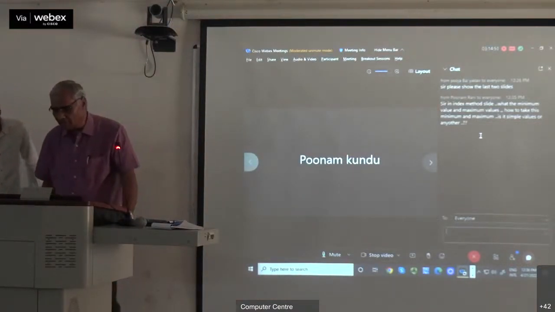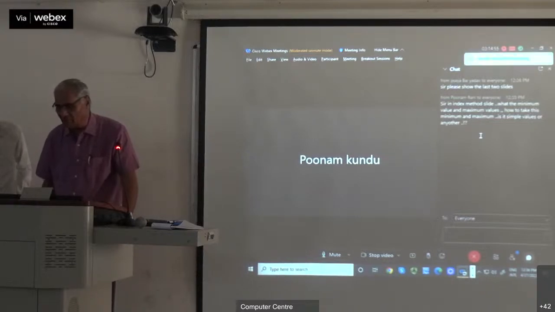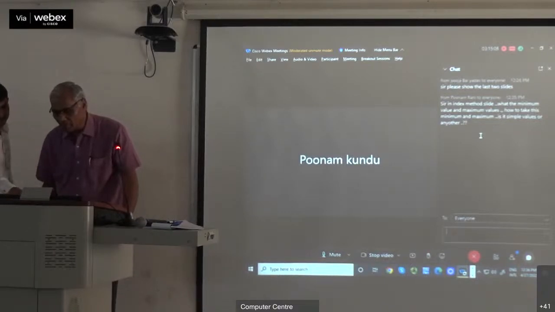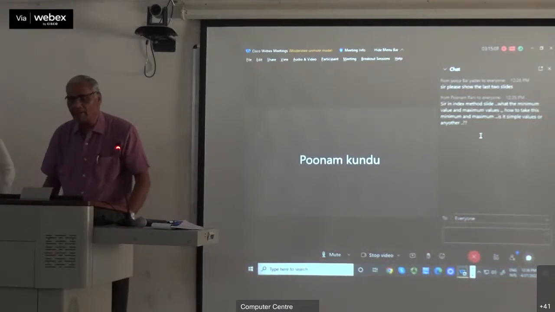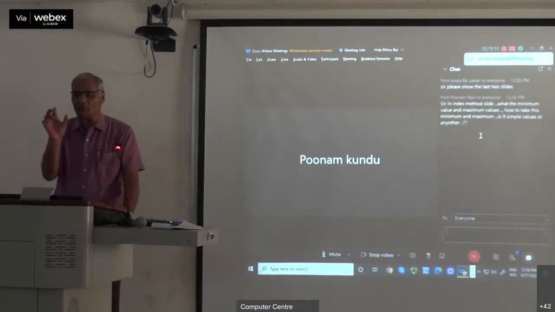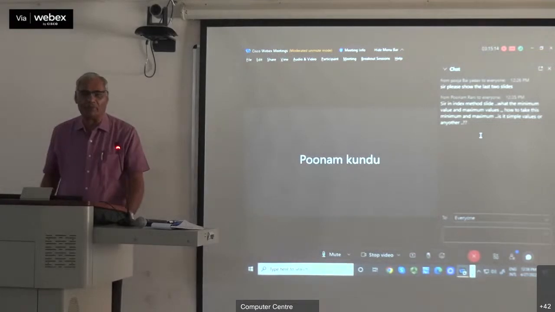In the index method slides, what are the minimum value and maximum value, how to take this minimum and maximum, is it simple values or another? Very good. Who asked this question? Poonam Rani has asked one question online that in the index you have used the denominator as maximum minus minimum. How to decide the maximum and minimum?